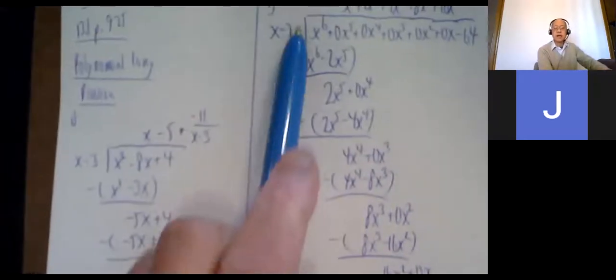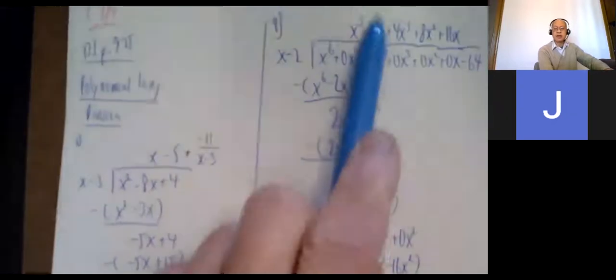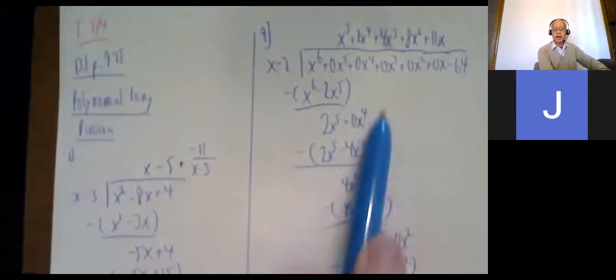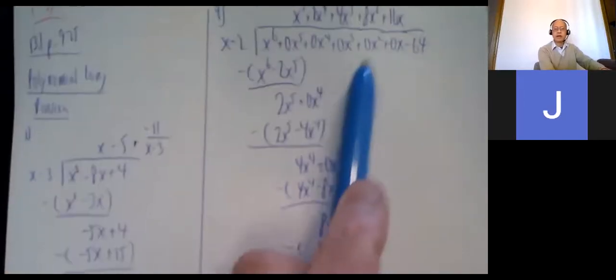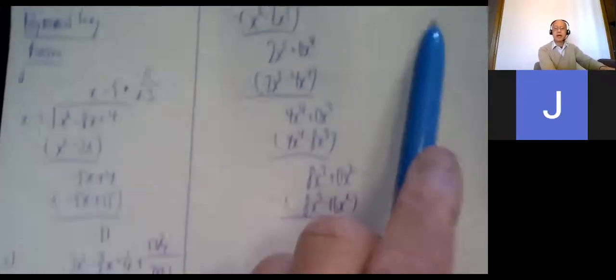Okay, please notice everything's lined up. X to the 6th, x to the 5th, x to the 4th, straight down. X cubed, x squared, all the way down. All the x's line up. And then the numbers.